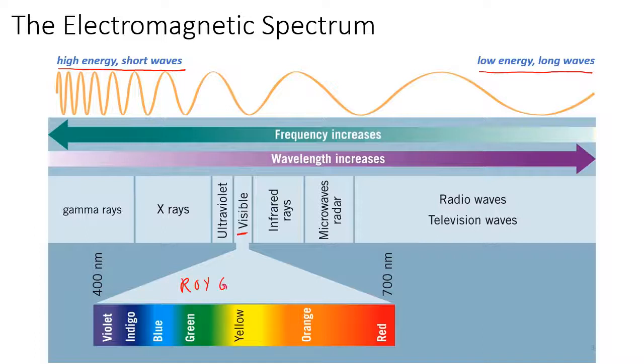ROY G. BIV tells us all the colors that we can see in the visible portion of the electromagnetic spectrum: red, orange, yellow, green, blue, indigo, and violet. The next highest level of radiation after the visible spectrum is ultraviolet, followed by X-rays, and the highest form of radiation would be gamma rays.